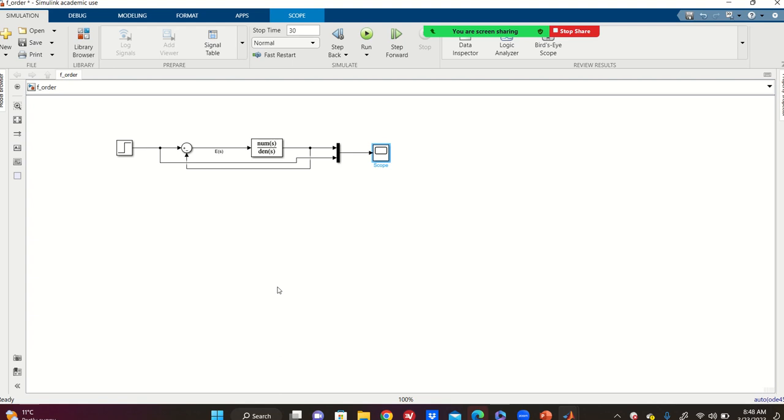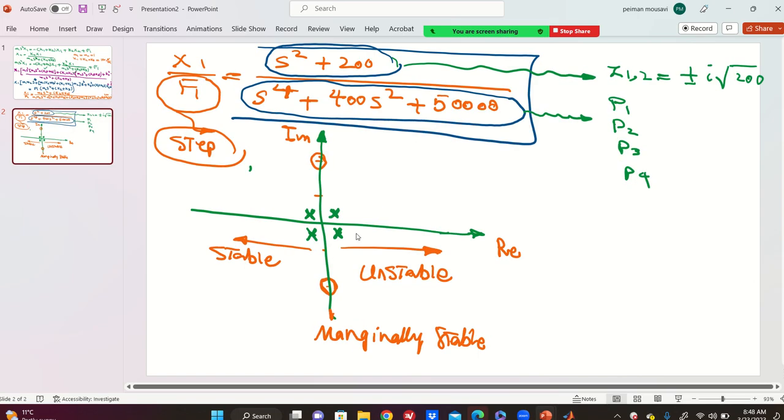Okay. And that instability comes from these poles on the right hand side. And these are the zeros of the system, and this is the stable poles of the system. Clear, everybody? Yes? Okay, guys, now you let me know.